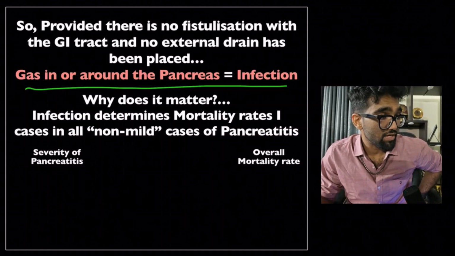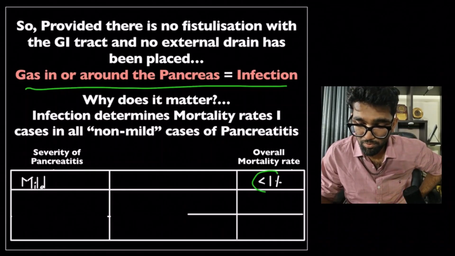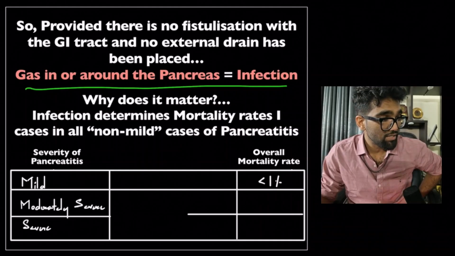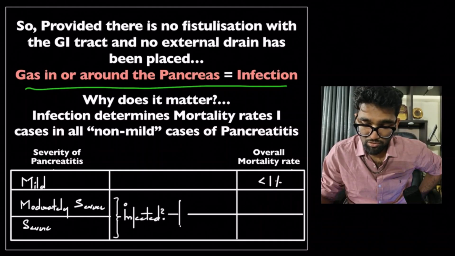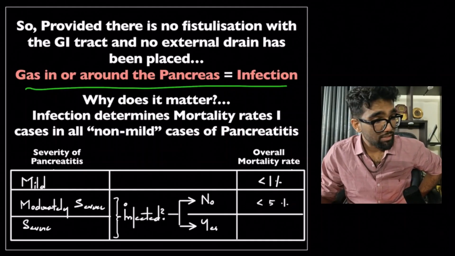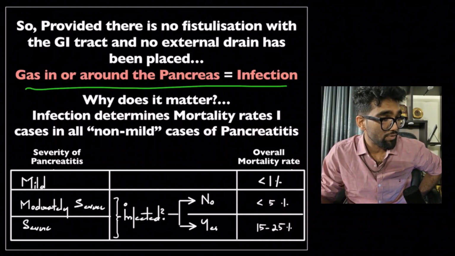We divide pancreatitis based on its severity into three categories. We've got mild pancreatitis, which has an overall mortality of less than 1%. We have moderately severe pancreatitis, which has a slightly higher mortality rate, that is less than 5%. And we have severe pancreatitis, which has a mortality rate of 15 to 25%.